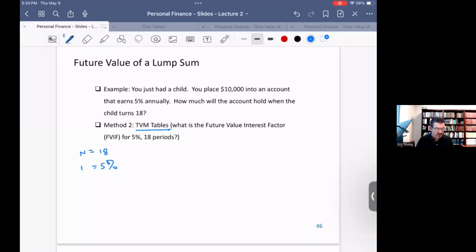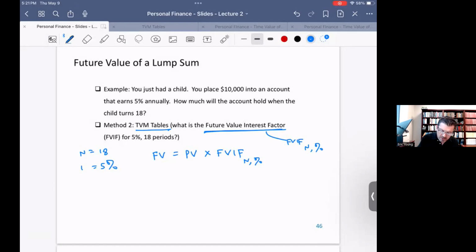It's 2.4066. Here's our formula here. When it comes to the TVM tables, the future value of any lump sum is equal to the present value times what we're going to call the future value interest factor for a particular N and percent. This idea of future value interest factor, which we're going to call FVIF, is always going to be a function of the N and the I.